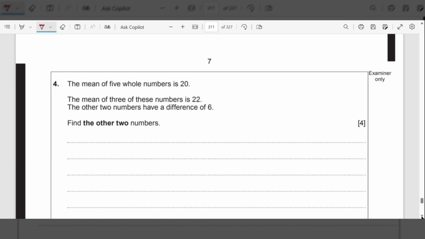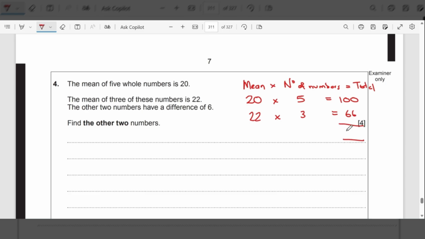Mean, all we're going to say about mean, right, is that the mean times the number of numbers will tell you what the numbers need to add up to. Okay. In this case, the mean is 20 and there are 5 whole numbers. So these numbers will add up to 100, right? We're then told that 3 of the numbers have a mean of 22, which means those 3 numbers add up to 66. Therefore, if I take those away, the other 2 numbers must add up to 34, right? And these 2 numbers have a difference of 6.